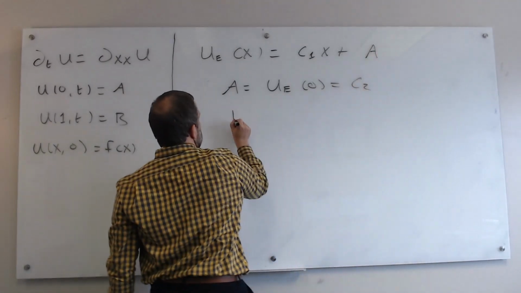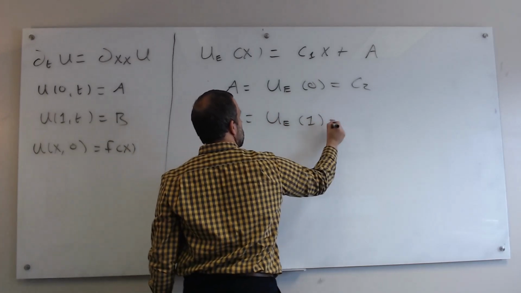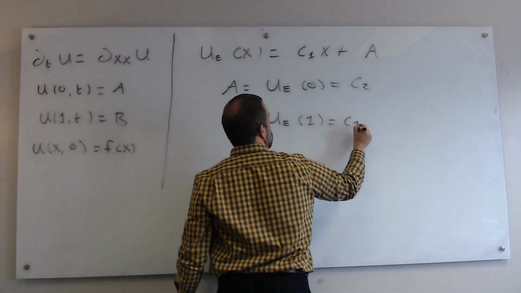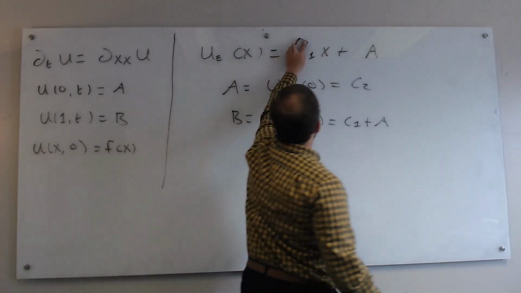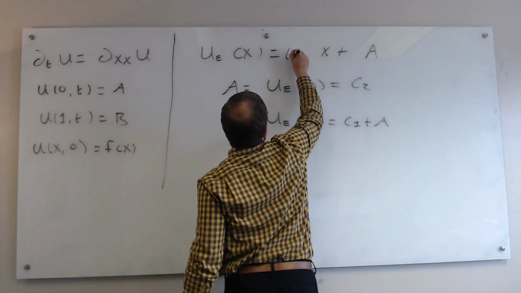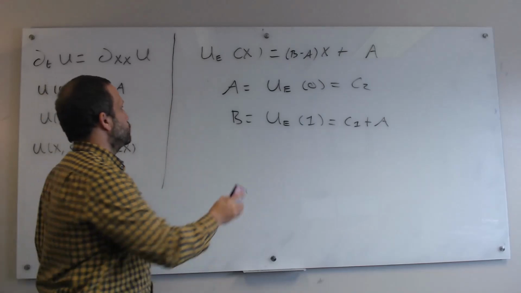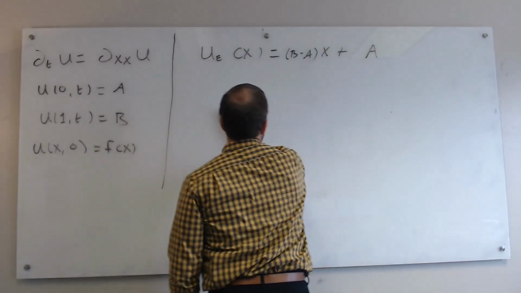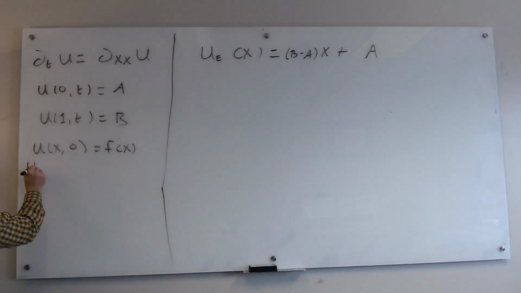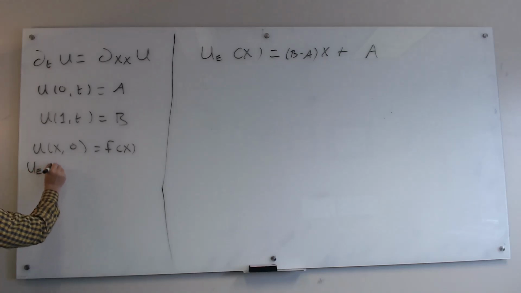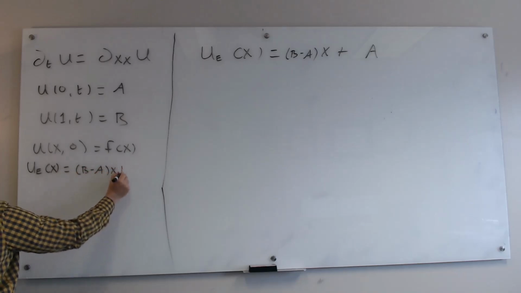And then we know that b is equal to u_e of 1. When you plug in 1 up here, you get c1 plus a. So therefore, c1 is equal to b minus a. Okay, so this is what we have. This is the equilibrium temperature. Now we're going to define a new function, so I'm going to record this information over here: u_e of x is equal to (b minus a) x plus a.